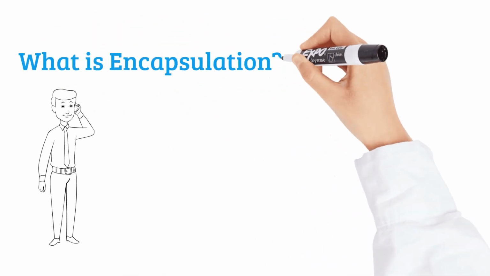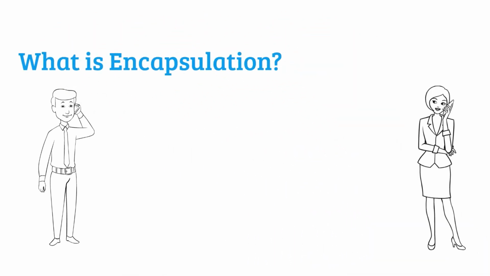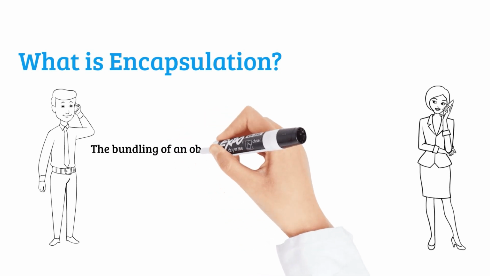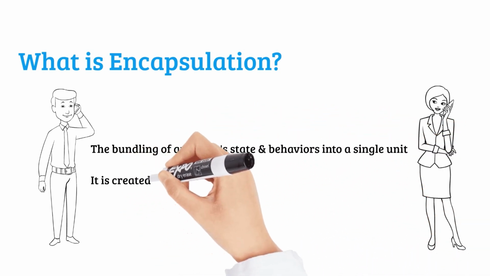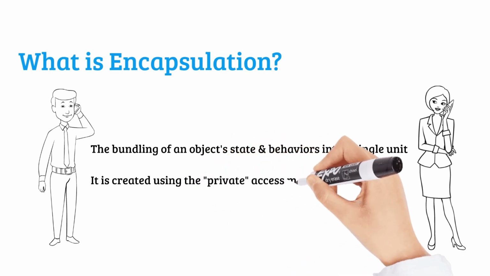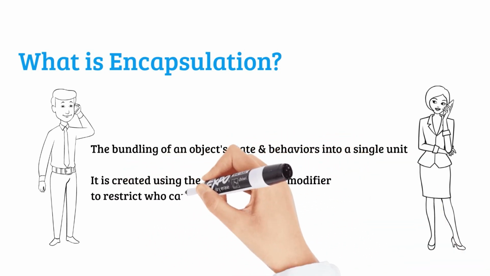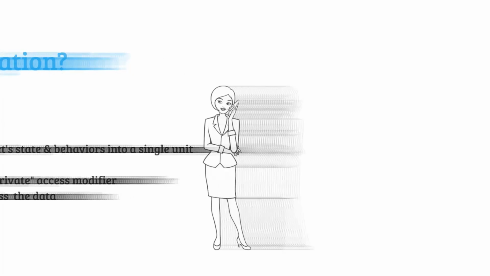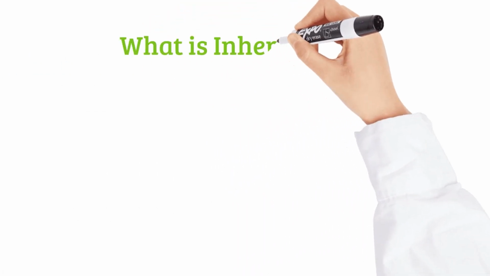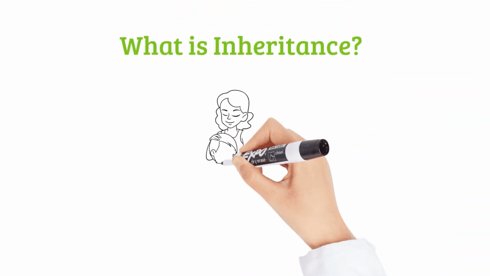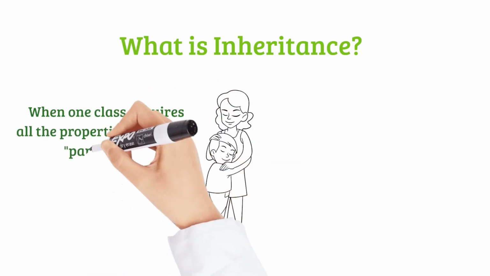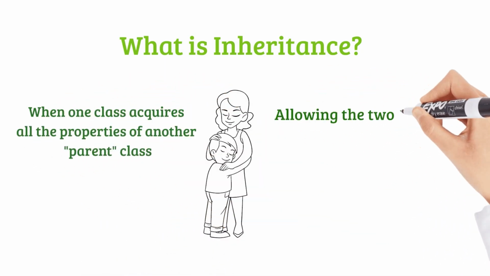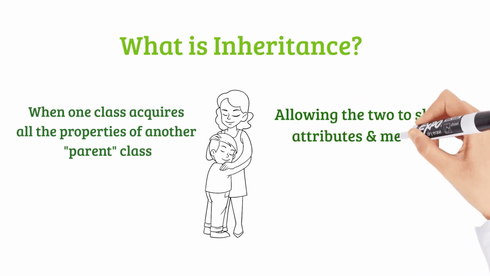What is encapsulation? Encapsulation is the bundling of an object state and behaviors into a single unit. It is created using the private access modifier to restrict who can access the data. What is inheritance? Inheritance is when one class acquires all the properties of another parent class, allowing the two to share attributes and methods.